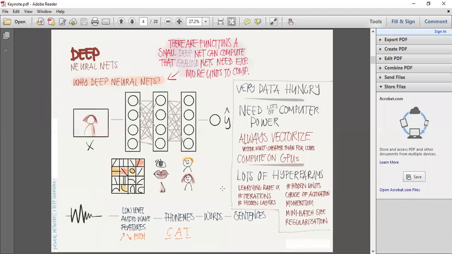The reason being, with a very small amount of data or a small number of samples at hand, you cannot give enough opportunity to your neural network to understand the non-linearities across the data samples. So deep neural networks are very, very data hungry, that's the first thing.